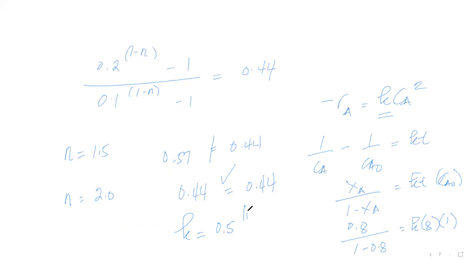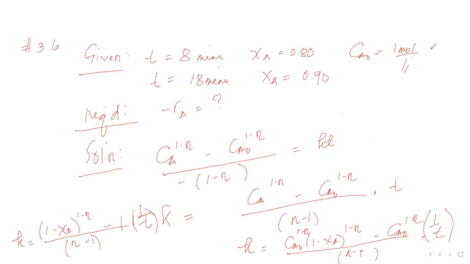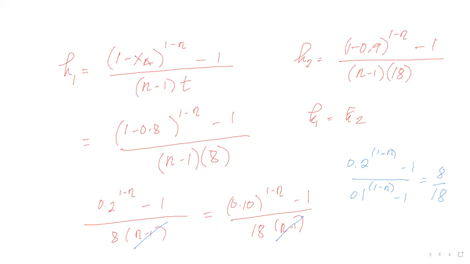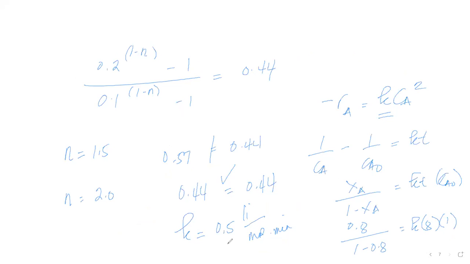So it's liter per mole per minute. If it's a second order reaction, it's liter per mole per minute because our unit for concentration is mole per liter. Okay, so we go back to that, and this is our K now. So your final answer would be this. If the problem is asking for the rate equation, then the rate equation should be like this, equal to 0.5 CA raised to 2.